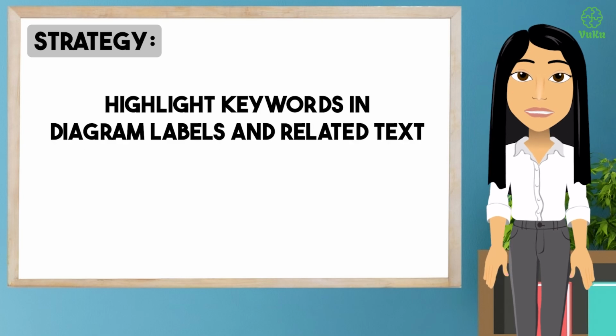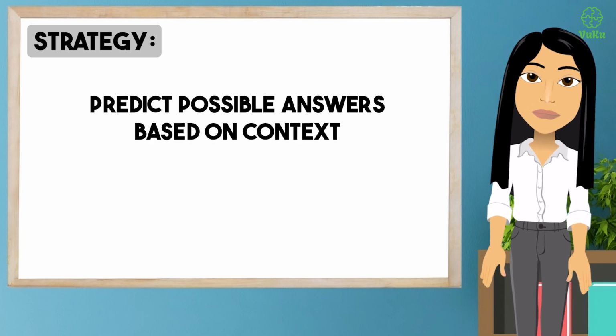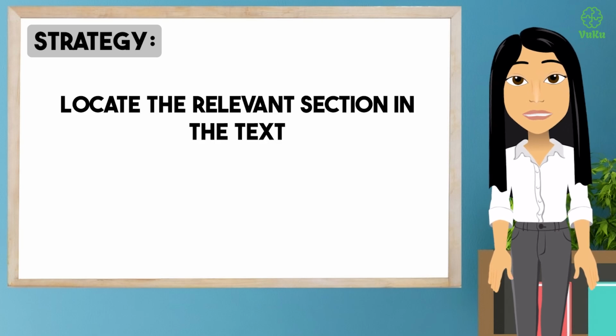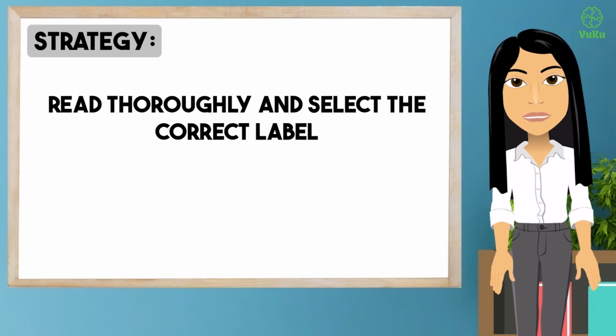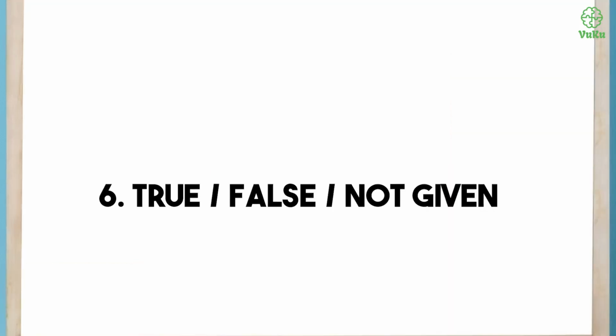Highlight keywords in diagram labels and related text. Predict possible answers based on context. Locate the relevant section in the text. Read thoroughly and select the correct label. Check spelling and accuracy.